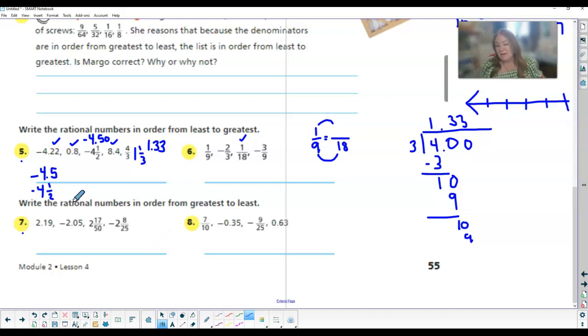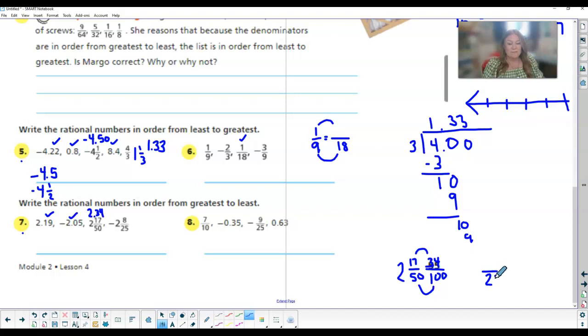Number 7, we have a couple decimals, a couple fractions. So for decimal, decimal. Hey, there's a couple ways we can do this. 2 and 17/50. So 50, I know, nicely goes into 100 2 times. So 17 times 2 is 34. So this is really 2.34, 2 and 34/100.